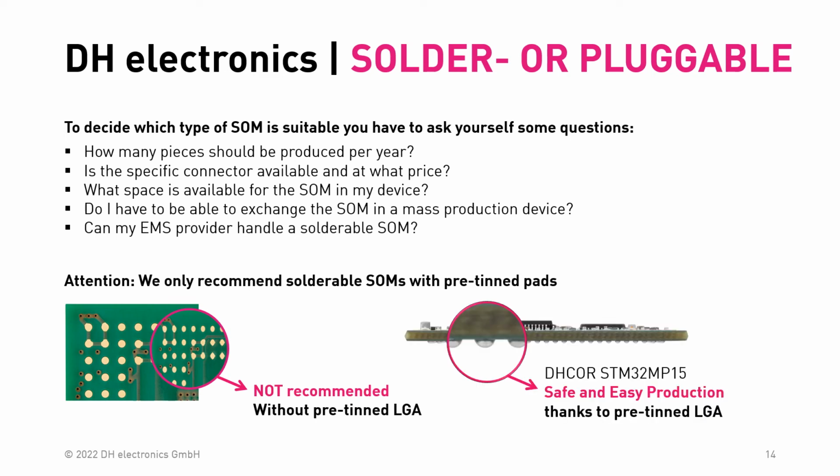So we as DH Electronics recommend pre-tinned LGAs, and the reason is that without pre-tinned pads, you have to put more solder paste on your mainboard to compensate for the PCB roughness, and this can result in the risk of air bubbles inside solder balls, which can lead to a bad connection. To avoid this, I would really tend to the right-hand side, to the LGAs with pre-tinned pads. This is exactly what we are using with our DH core system on modules.